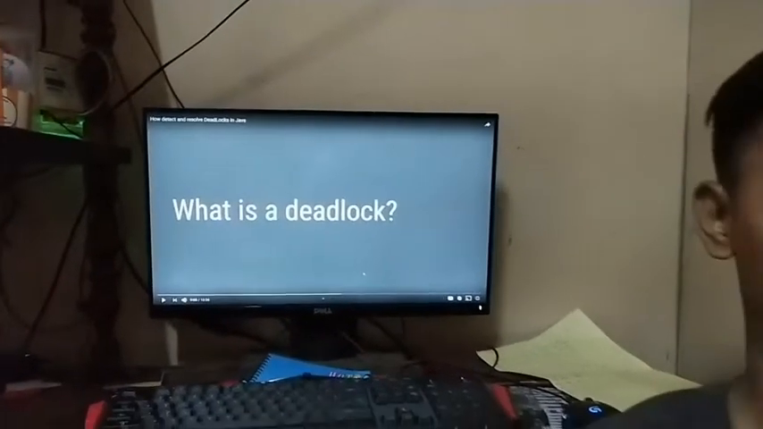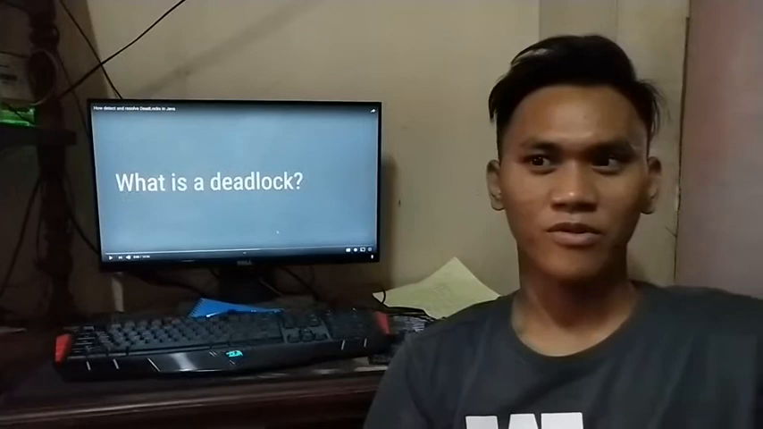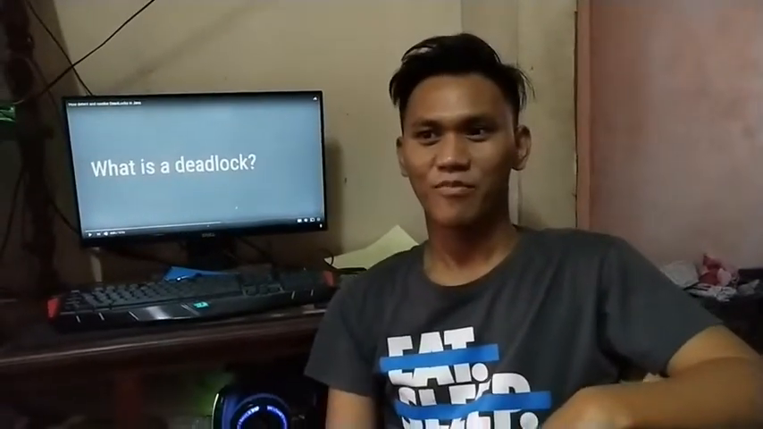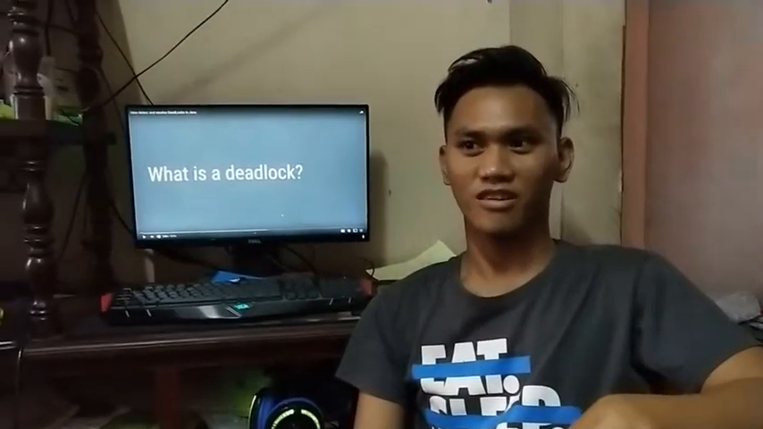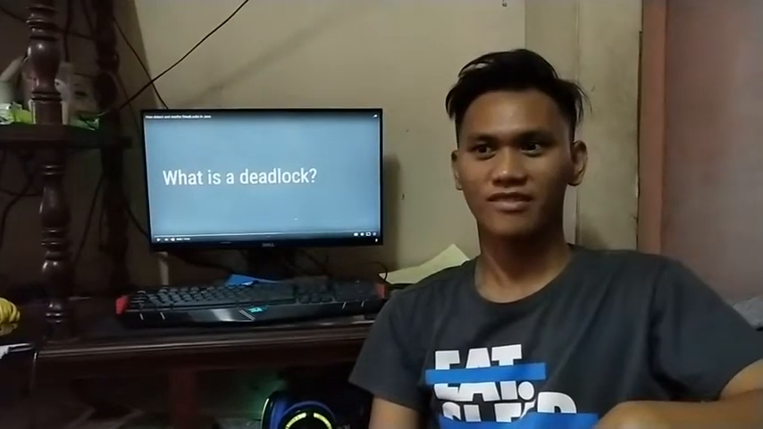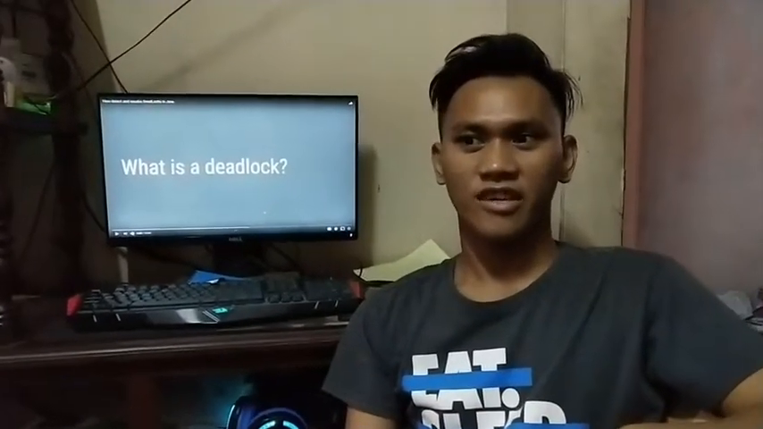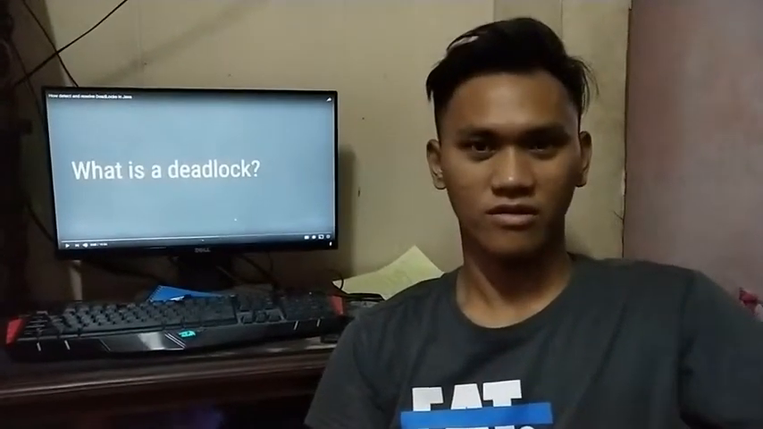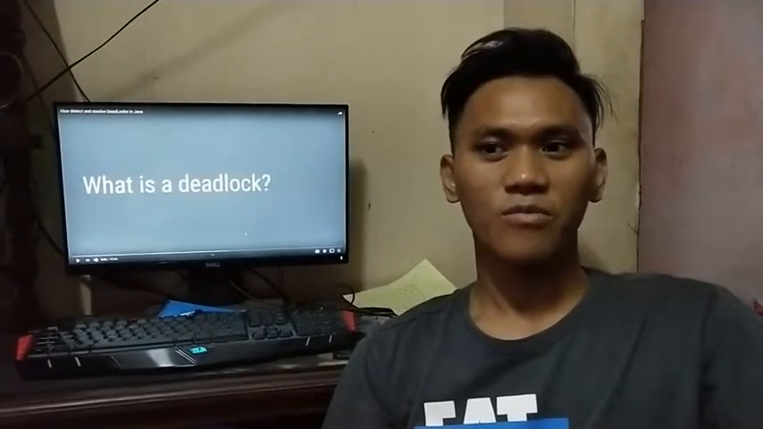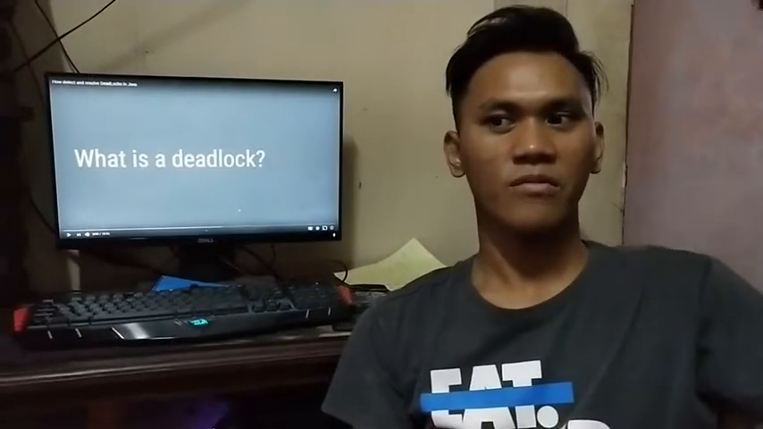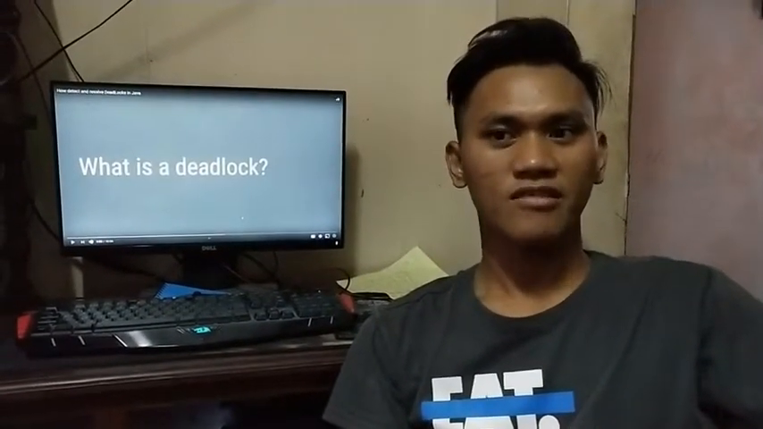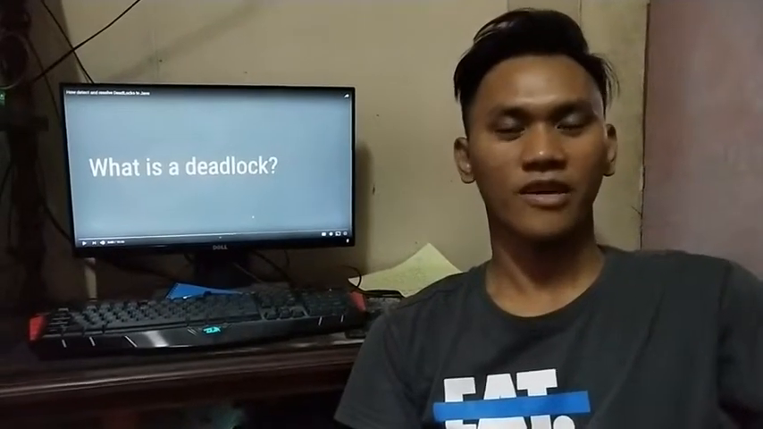What is a deadlock? Deadlock in a computer software application program is a condition which occurs when two or more threads get blocked waiting for each other for an infinite period of time to release the resources or locks they hold. Deadlock is a common problem in multi-threaded programming which can completely stop the execution of an application.